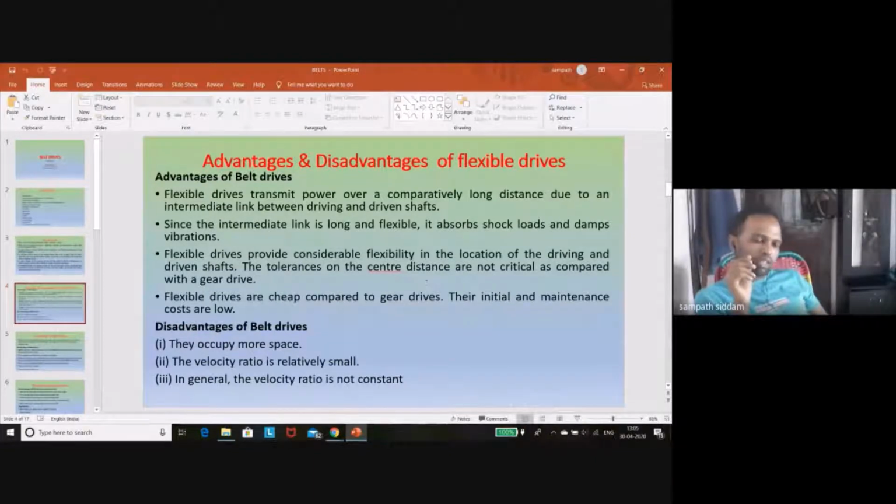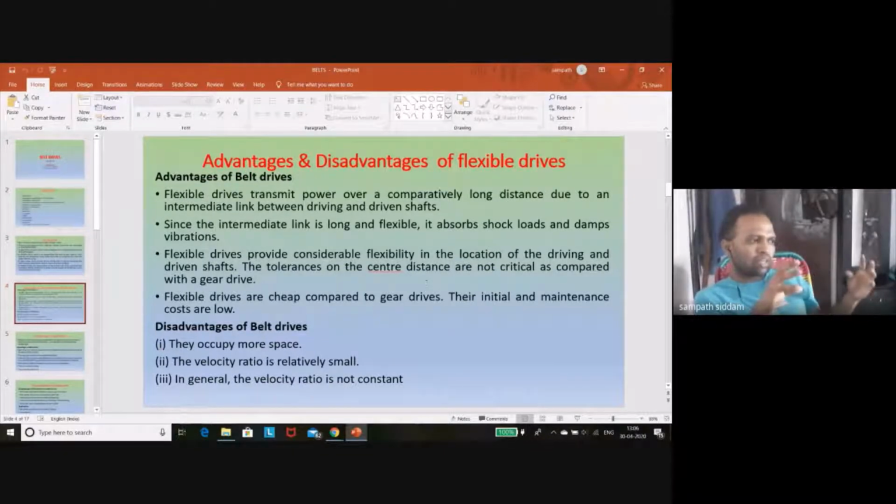So first of all, why you are choosing a belt drive is if you want to transfer your power over a long distance. That is a major advantage. That is the point which is listed first. Since the intermediate link is long and flexible, it absorbs shocks and damps vibrations. This is a very important point to be noted, which is not the case with gear drives.